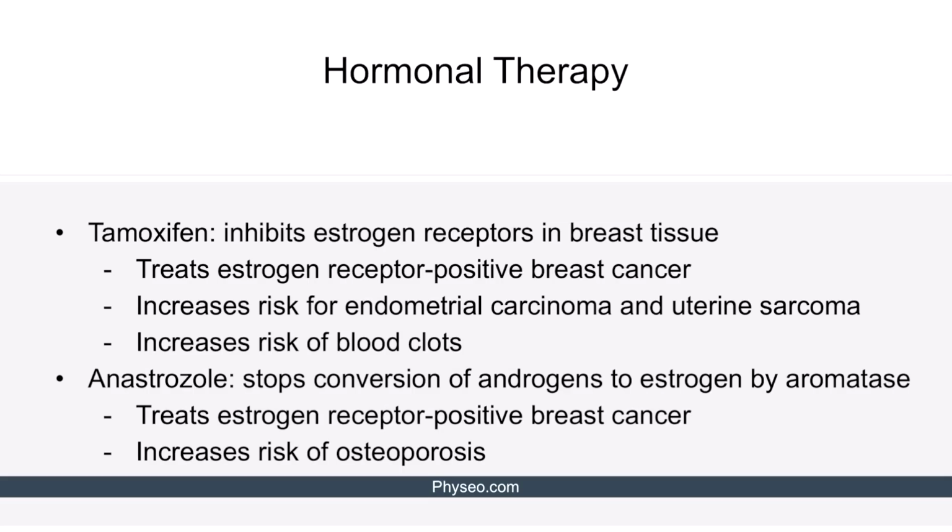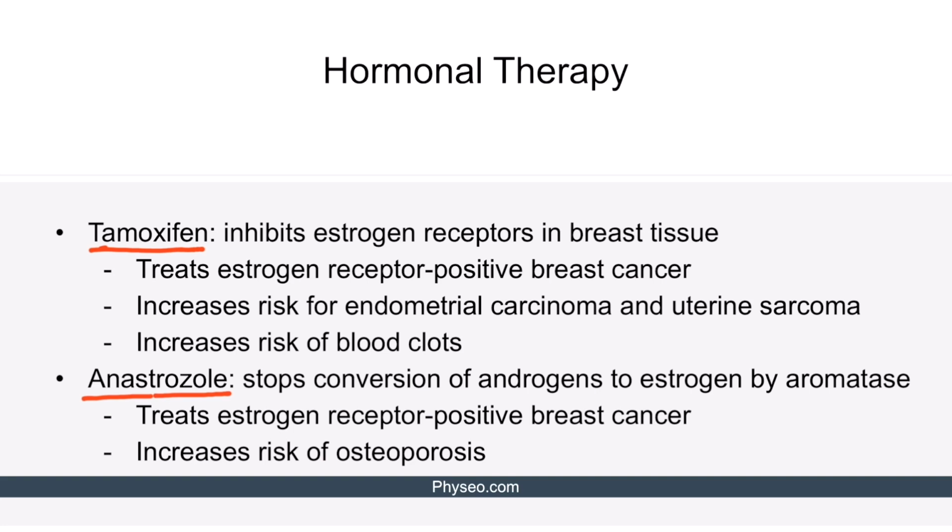Now let's move on to hormonal therapy. The two most notable examples of hormonal therapy are tamoxifen and anastrozole. Tamoxifen works by inhibiting estrogen receptors in breast tissue, which is why it's used to treat estrogen receptor positive breast cancer. Importantly, tamoxifen increases a woman's risk for developing endometrial carcinoma and uterine sarcoma, and the reason is because it acts as an estrogen agonist in the uterus, so effectively making the uterus respond as though it's getting more estrogen.